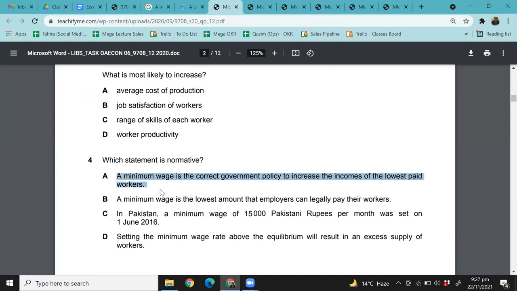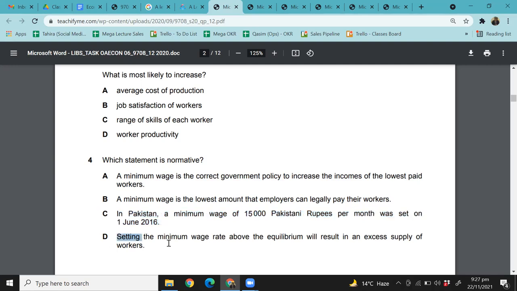So minimum wage, you know what minimum wage is? We in fact talked about it in the other class as well, that it is the minimum wage that you have to pay to your workers, right? That's legally binding, meaning that you have to follow that. If you don't follow that, there can be legal action against you. A minimum wage is the lowest amount that employers can legally pay their workers. As I said, in Pakistan, a minimum wage of 15,000 Pakistani rupees per month was set on 1st June 2016.